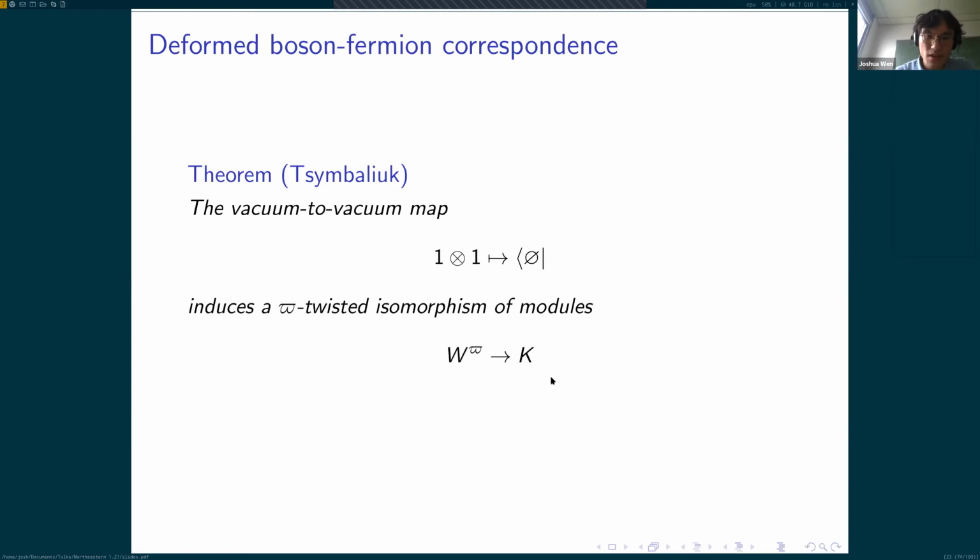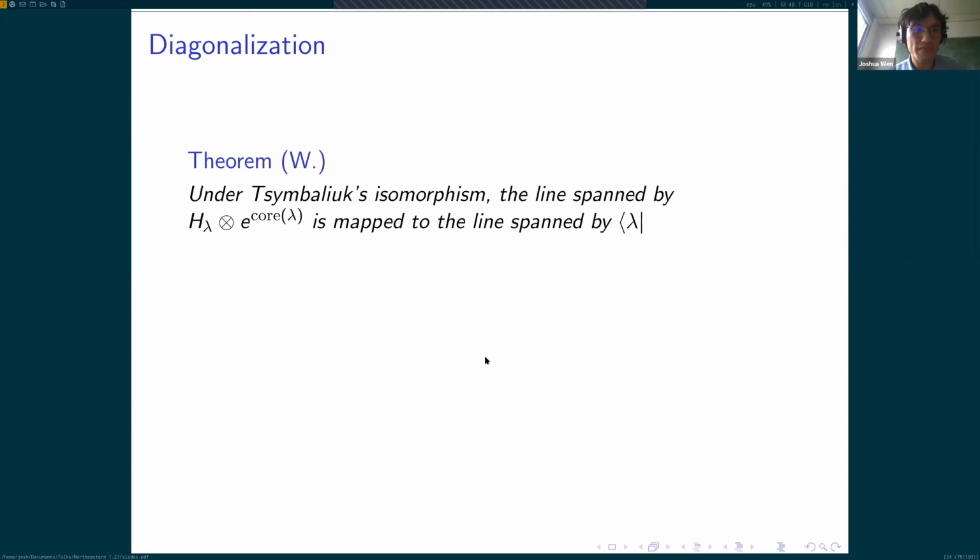So H is diagonalized on K, and you might ask, what diagonalizes the horizontal Heisenberg in W? This is only a vacuum to vacuum map. The rest of it is left implicit.